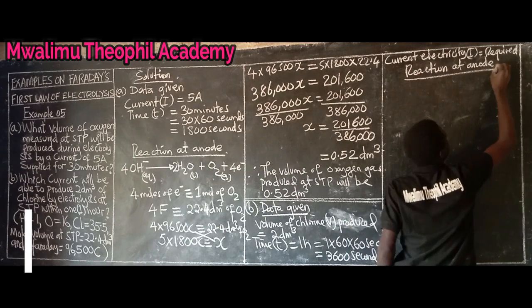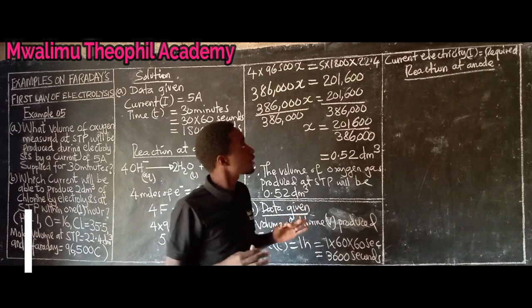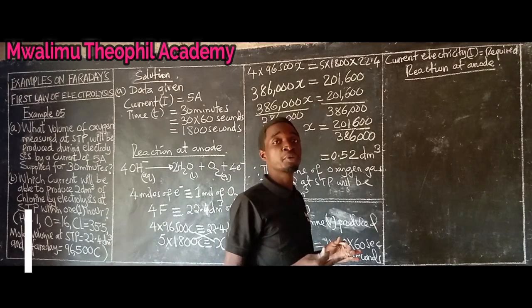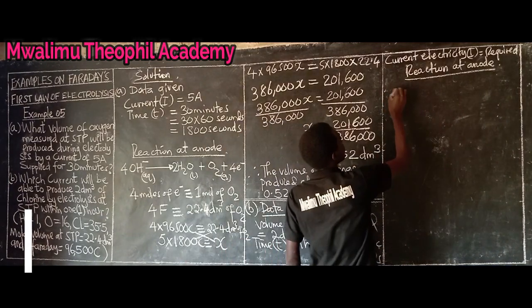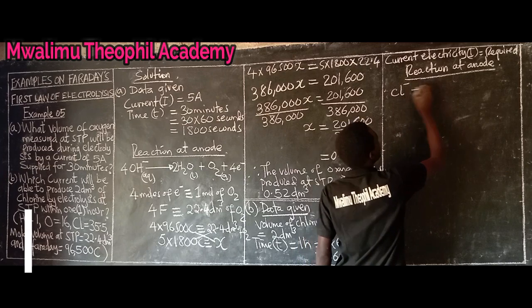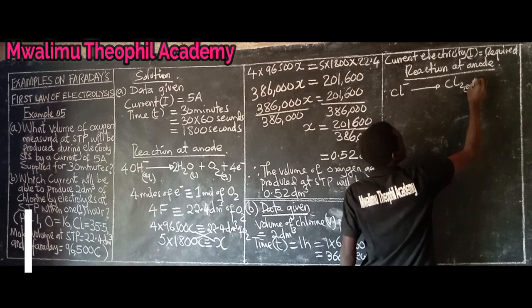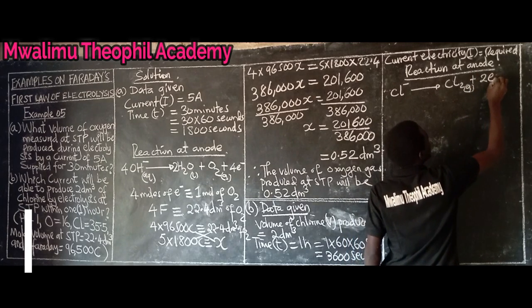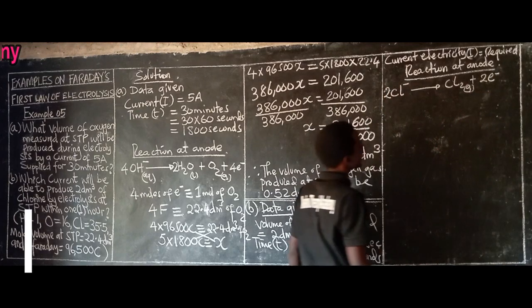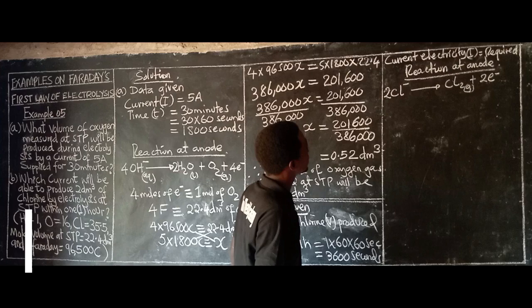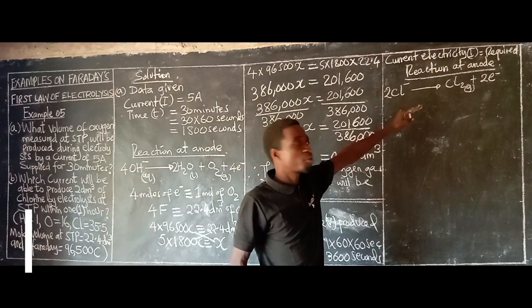Reaction at anode. As usual at the anode, chloride ion is going to be oxidized to form chlorine gas. As you see, for chlorine gas, 2 chloride ions will require 2 electrons. After that, we are going to use this balanced chemical equation and relate it with the mole concept.